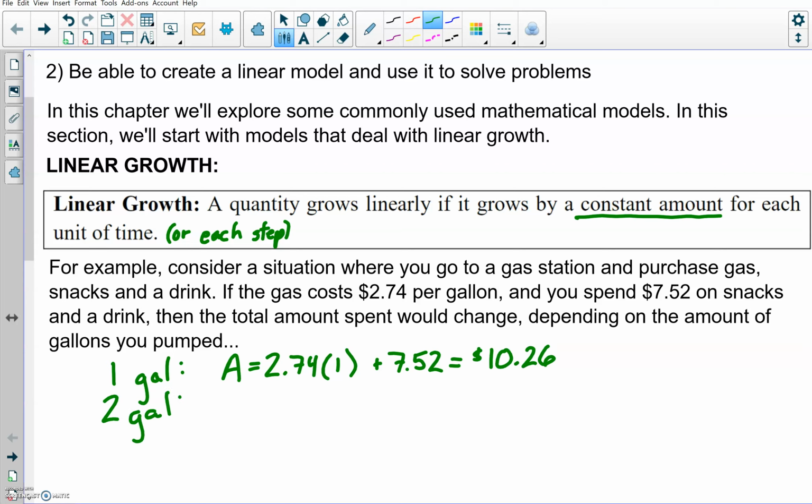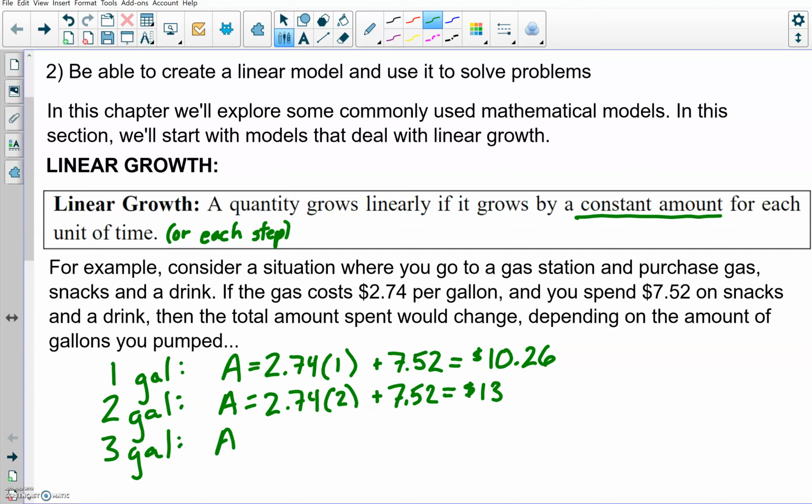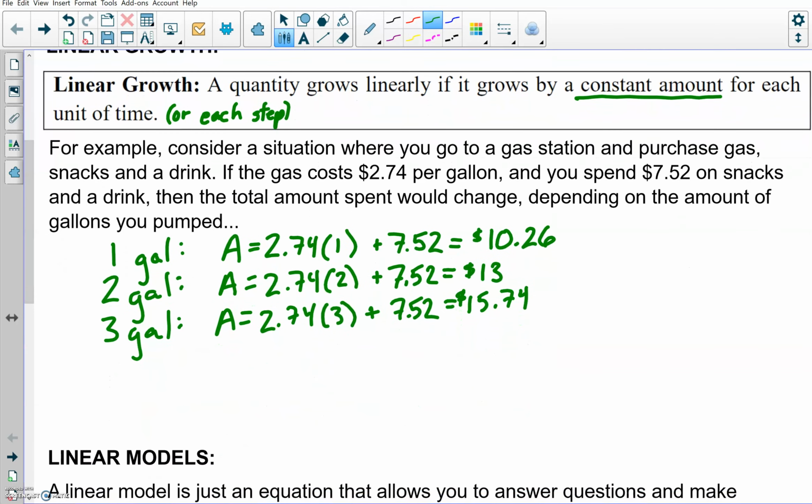Well, if you go 2 gallons, the amount now is going to be 2.74 times 2. Price per gallon times 2 gallons will give you the total price for your gas. Then you add in the price for the other stuff, and you get a total of 13. For 3 gallons, you are now looking at 2.74 times 3 plus the 7.52, and that's going to give you $15.74 that you are now spending when you pump 3 gallons in and spend $7.52 on snacks and a drink.